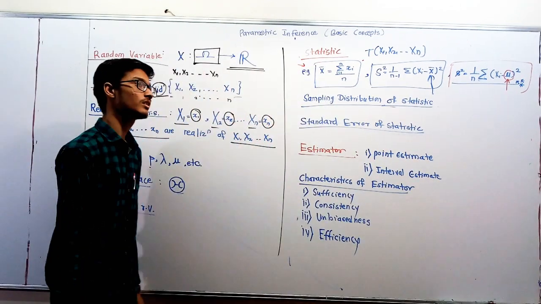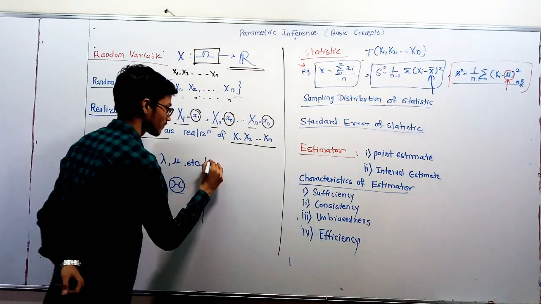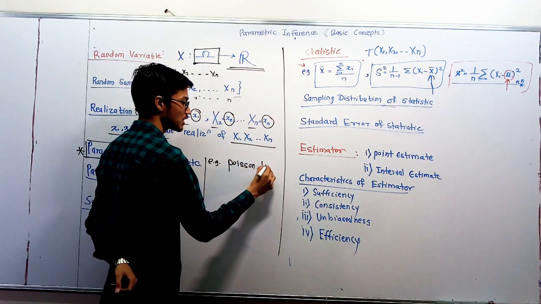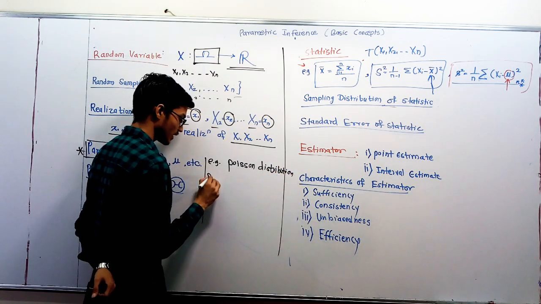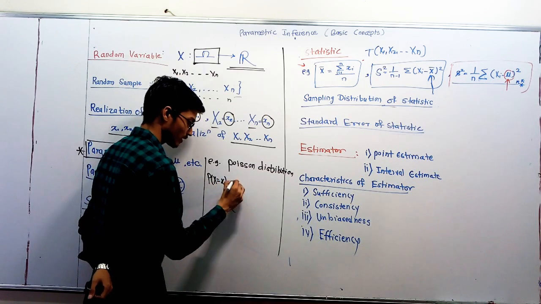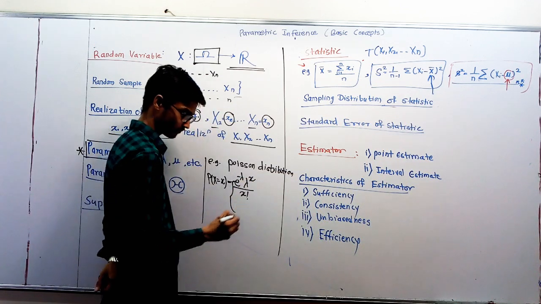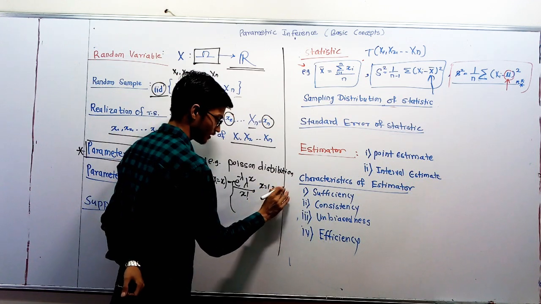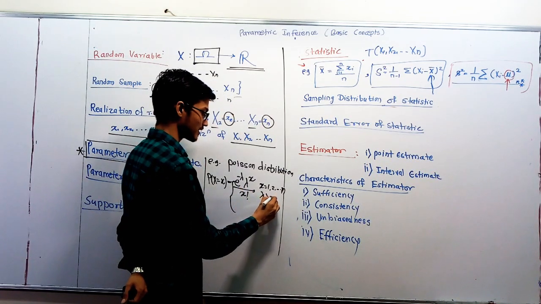See, let us learn it from an example. Okay, for example, Poisson distribution. See, what is the PMF? Probability of X equals x is equal to e raised to minus lambda, lambda raised to x upon x factorial, where x is equal to 0, 1, 2 up to n, and then what is the parameter space? Lambda is greater than 0.